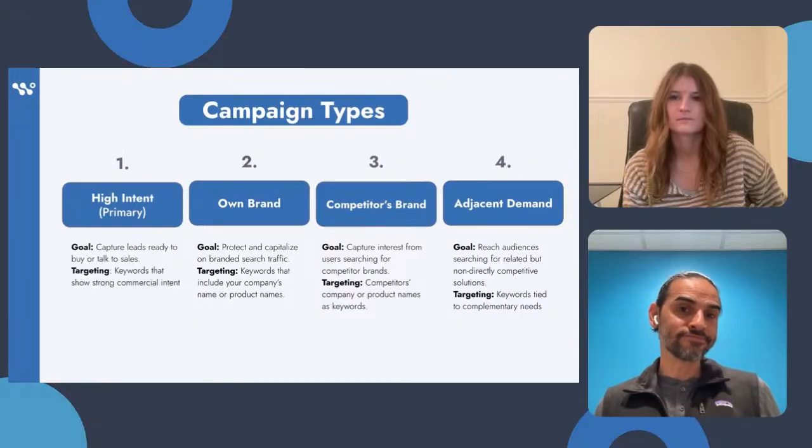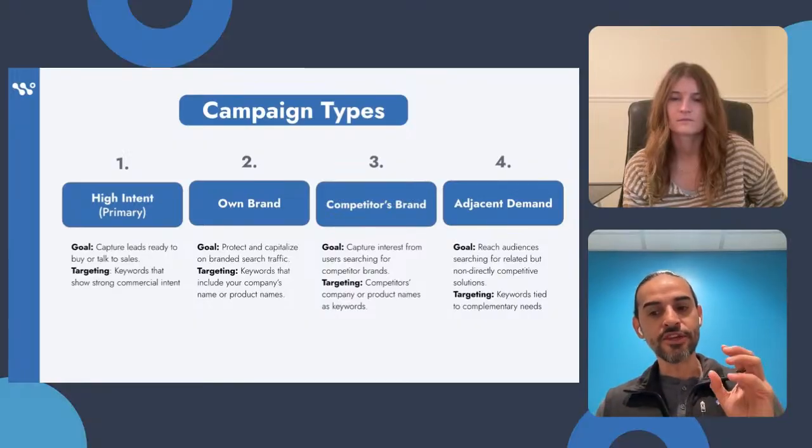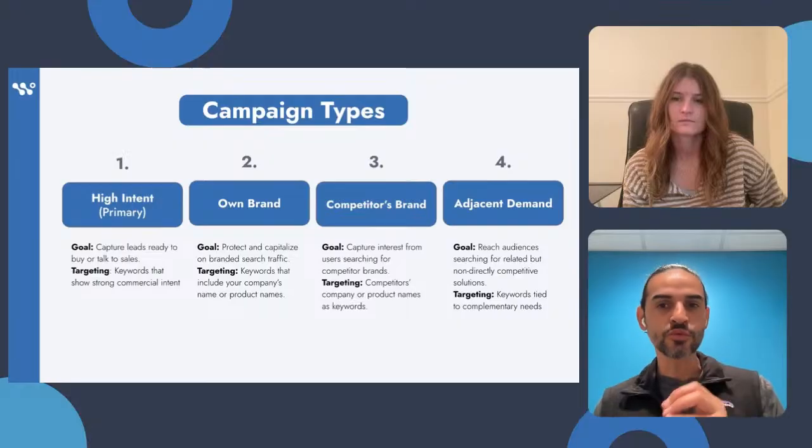But again, unfortunately, your performance for those searches will not be the same as the performance for your brand or the performance for generic terms. Your click-through rate will be different. Your conversion rate will be different because they're searching for a specific company and not the generic term.